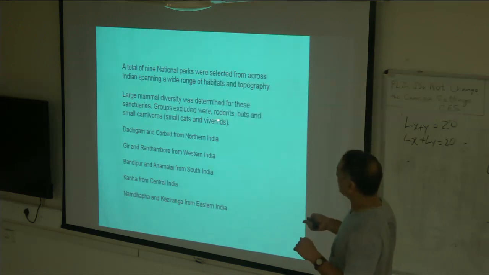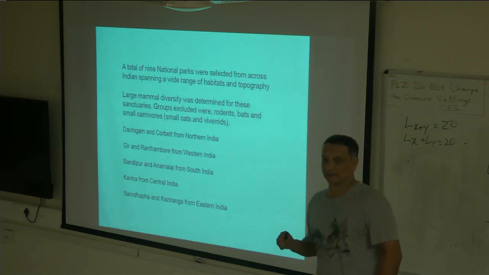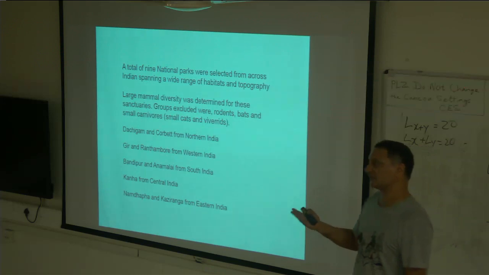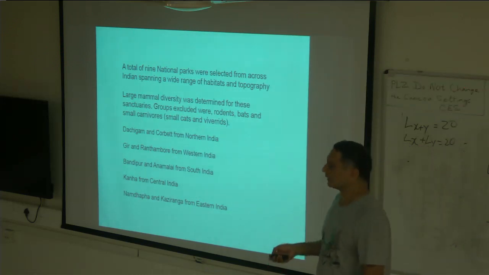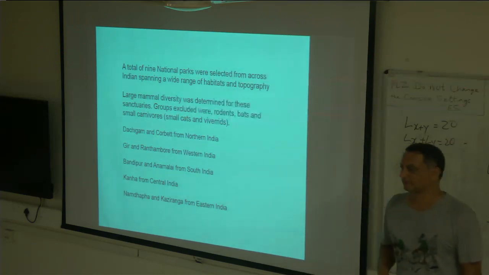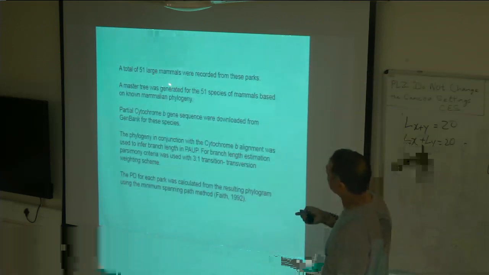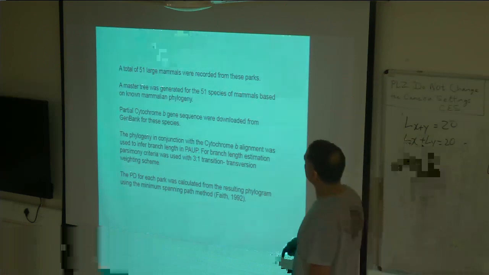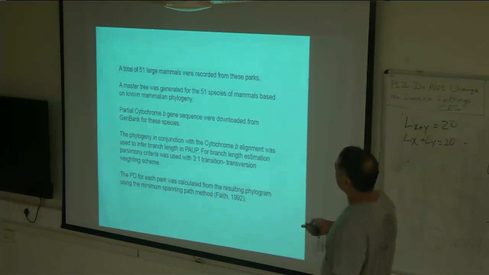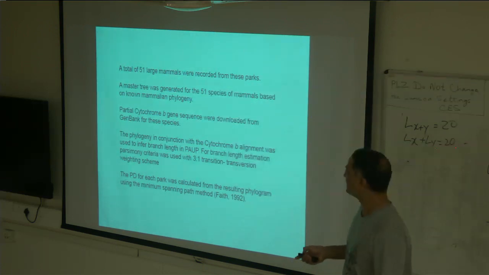And we excluded rodents and bats and small carnivores because for these groups the information is not very good. In fact, with rodents, I'm sure a lot of diversity is still unreported, maybe for bats also. So these three groups were excluded, all other species were included, right? So a total of 51 mammals were recorded in these, I don't know how many parks was that, 11 or 12? 9, huh? Okay. And then we built a cytochrome B phylogeny for all these 51 species.